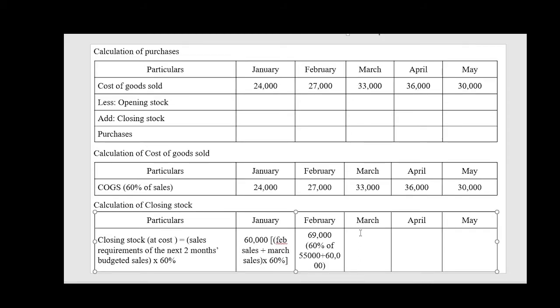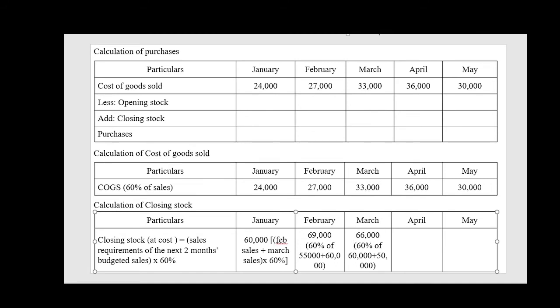Let us quickly find out the closing stock for the month of March. So we need to take 60% of the sales of April and May. April sales is 60,000 and May sales is 50,000. So that comes to 66,000.